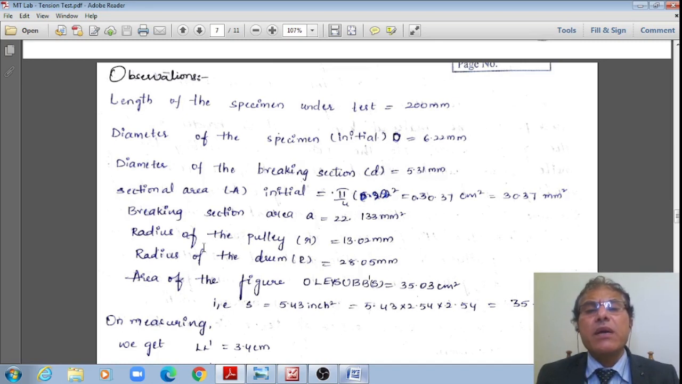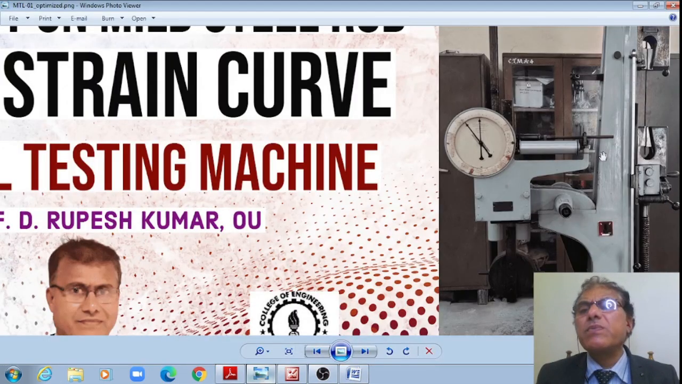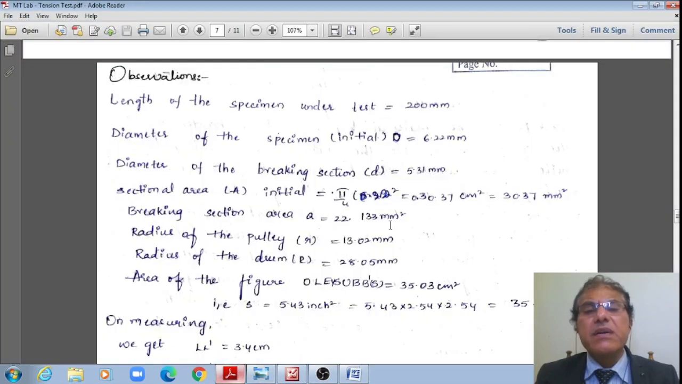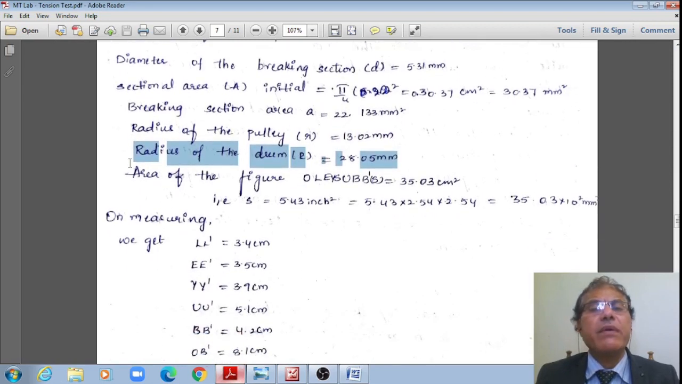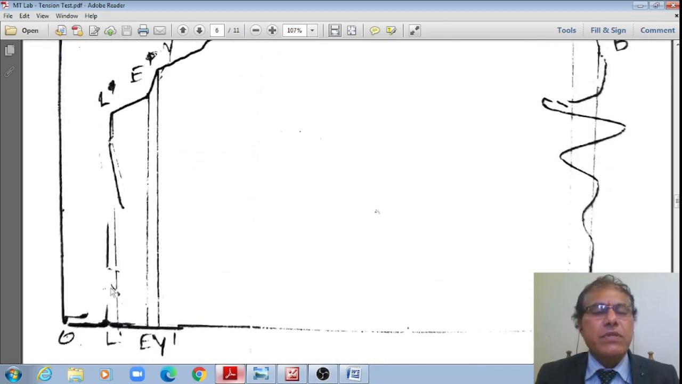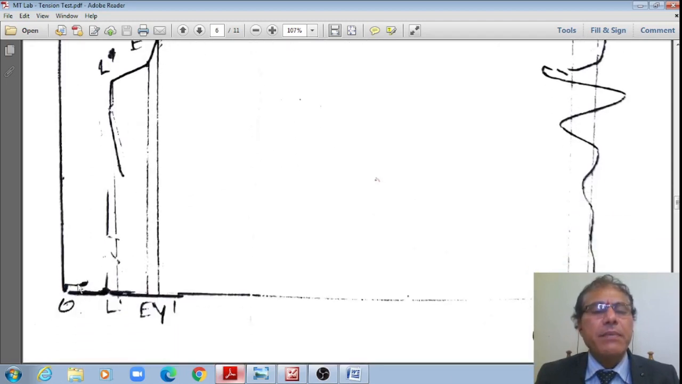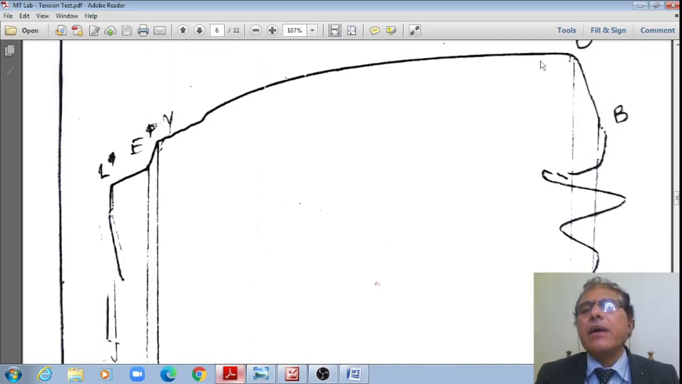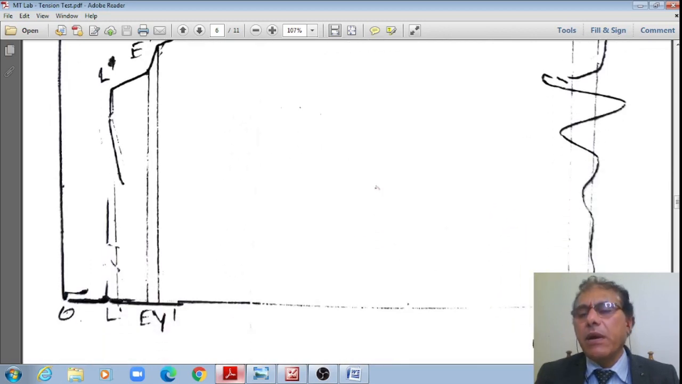The radius of the pulley, small r, is 13.02 mm. Let me show that, right? Radius of the pulley means this one, right? This is the radius of the pulley, whereas this is the radius of the drum, right? This is 13.02, whereas the radius of the drum, capital R, is equal to 28.05. Then I measure the area under this curve starting from the origin to L. I'll take the planimeter and traverse along this OL, along this EY, and UB, and I'll come along this up to B prime, and go back to the origin, right?